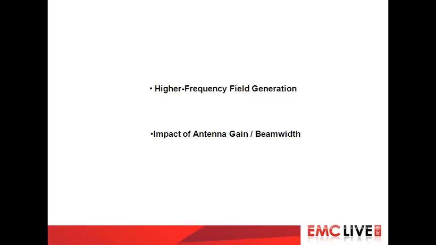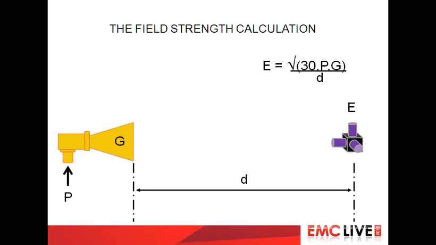A good place to start is at the beginning. So here we have the standard field strength calculation, and there it is in the right-hand corner. E, the field strength in volts per meter, is equal to the root of 30 times P times G, all upon the distance D. It's worth spending a few seconds just looking at this picture.